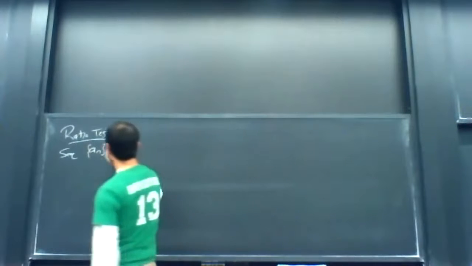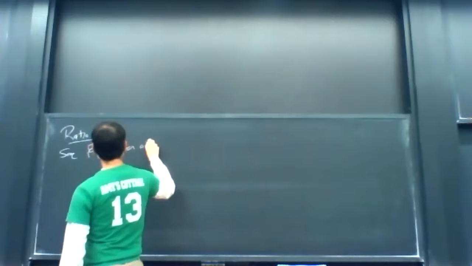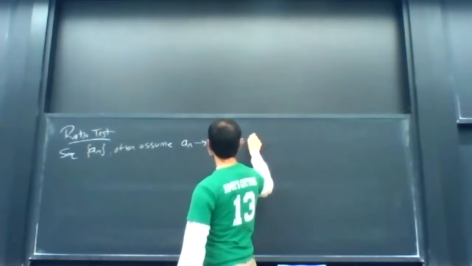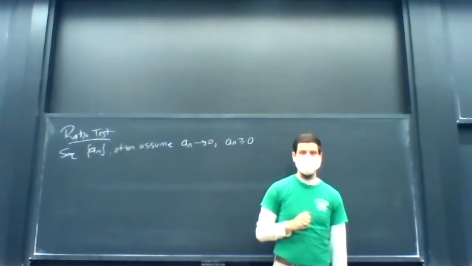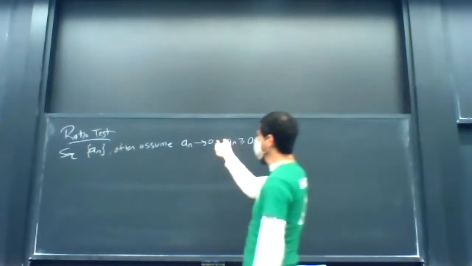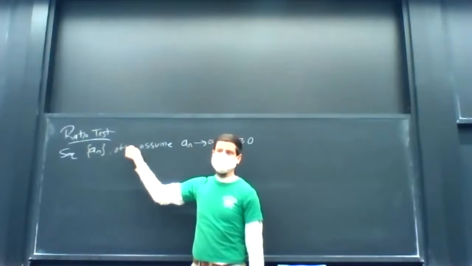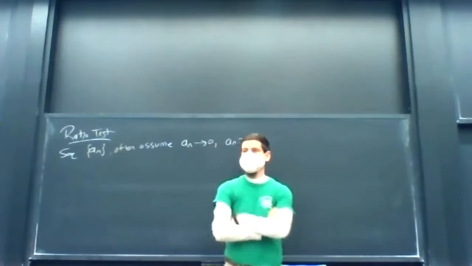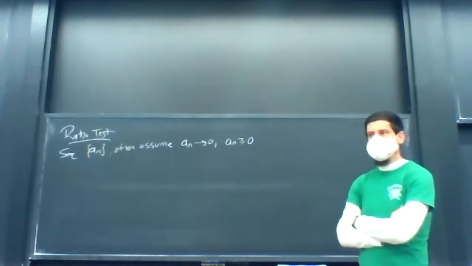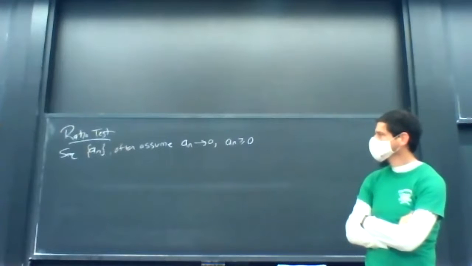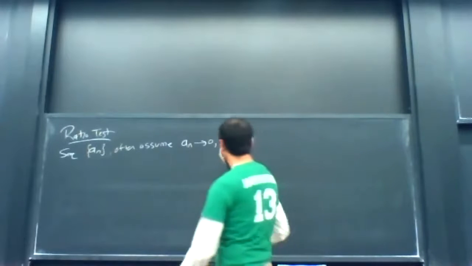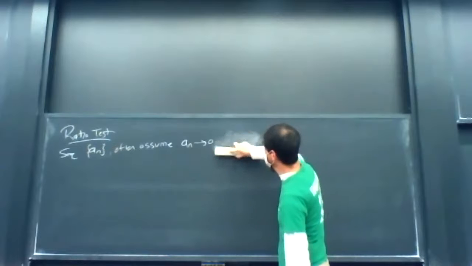So we have a sequence a_n. Often you can assume a_n is going to 0, and if you want, you could even assume a_n is greater than or equal to 0. Because if the terms are going to 0, if I want to know if the sequence converges, we're talking about the sum. Let me hold off on that for now. Let's just say the terms are going to 0.